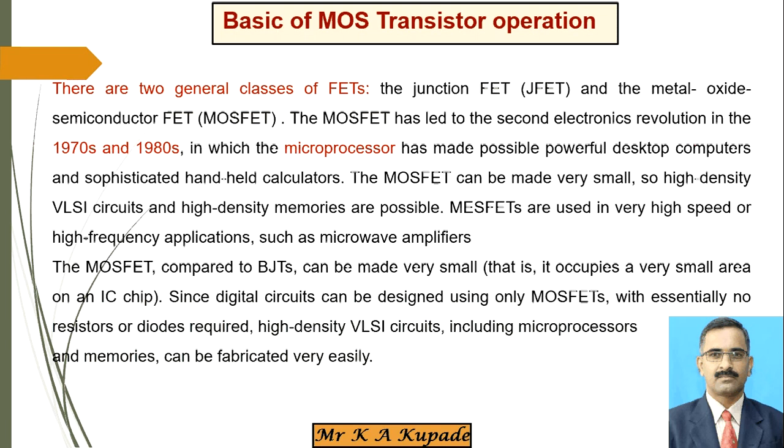When the MOSFET was introduced, it led to the second electronic revolution in the 1970s and 1980s, in which the microprocessor made possible powerful desktop computers and sophisticated handheld calculators. The development from the JFET to the MOSFET was the second leap of electronic revolution.